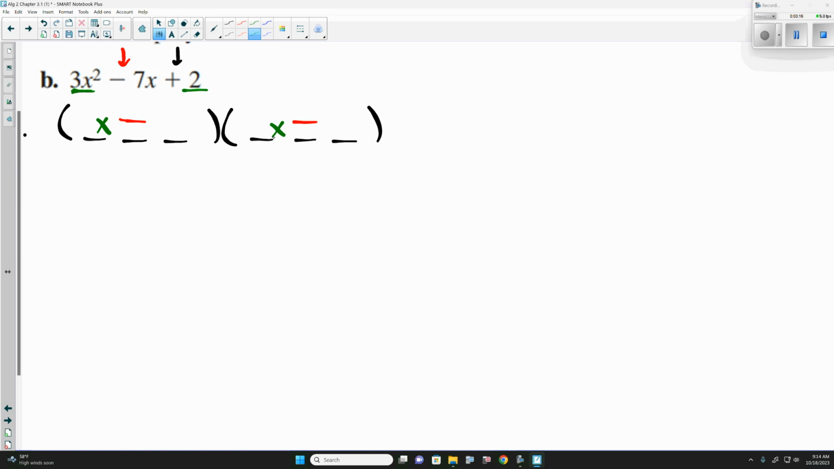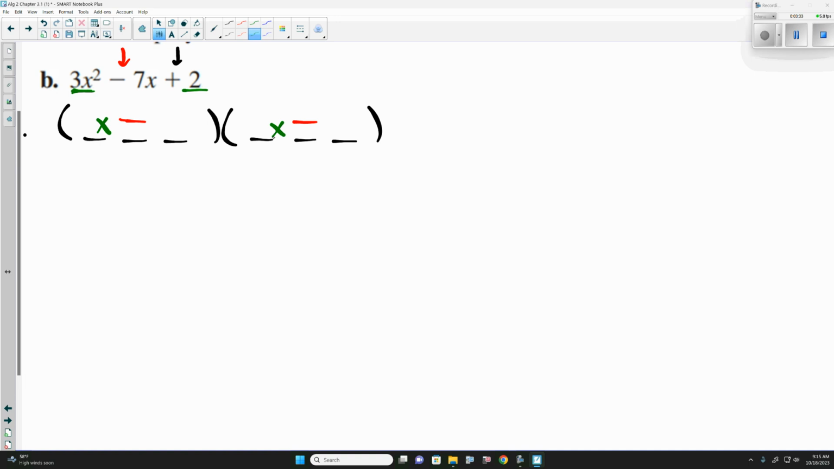Since x squared was in the first term, it's going to go in the first spot in each of the sets of parentheses. If the x squared was with the 2 in the last spot, it would go in the last spot for both of the sets of parentheses. Okay, any questions on this so far?